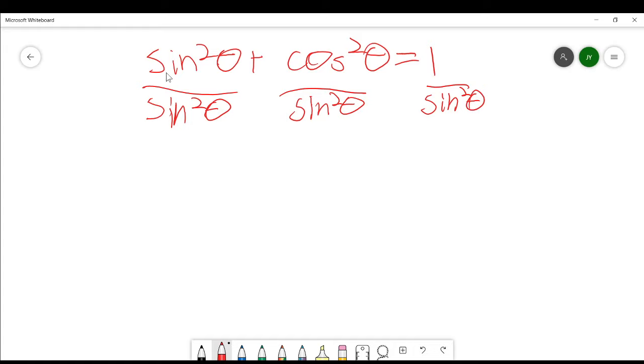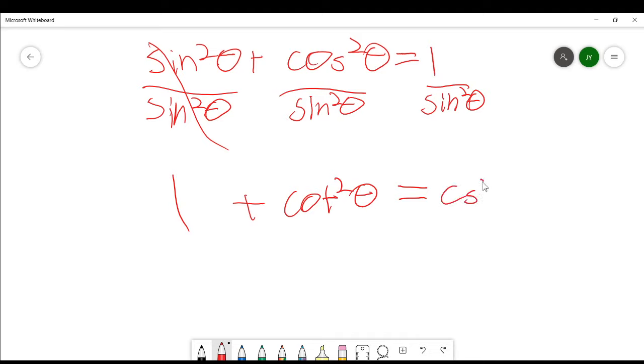All right, what happens to here? Sine squared theta crosses out, so it becomes 1 plus cosine squared over sine squared. What did we say cosine over sine was? Cotangent. So this here is cotangent squared theta. And what is 1 over sine squared theta? That is cosecant squared theta. And yeah, this is it.